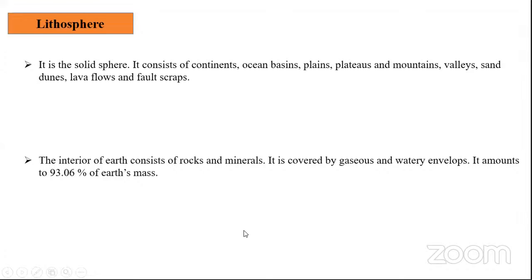Mantle and core. Yes, Abhishek, you please speak. It's not clear. Crust, mantle, and core.